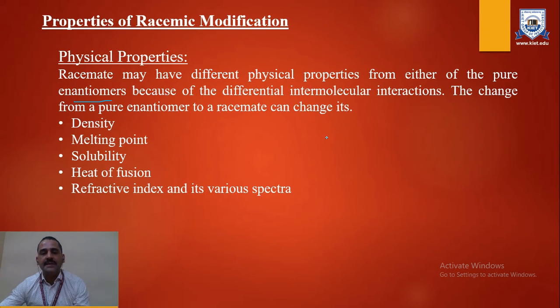So we can say the main enantiomers, or the substrate enantiomer, could be different from the racemic mixture from the point of view of density, melting point, solubility, heat of fusion and refractive index of various spectra. So these all are the characteristics where the pure enantiomers could be dissimilar to the racemic mixture.